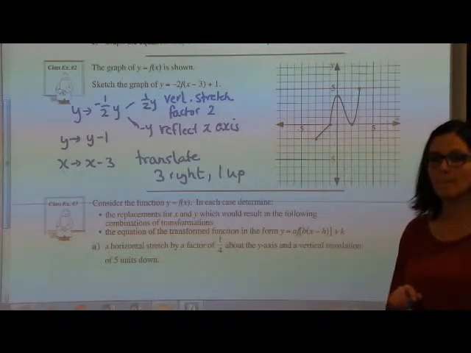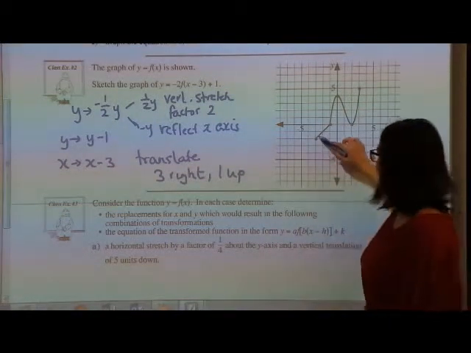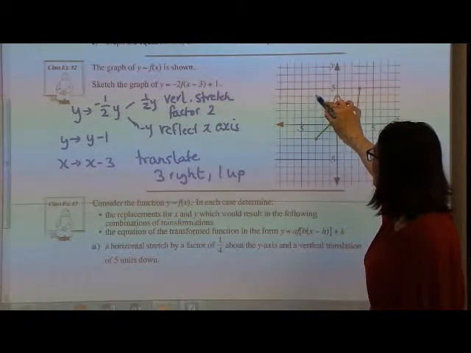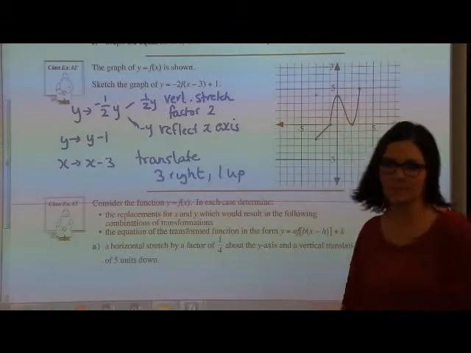Where's it going to go? -3, -4. Okay, and then when I flip it, -3, +4. Right. Okay, so do that to the next 4 points.